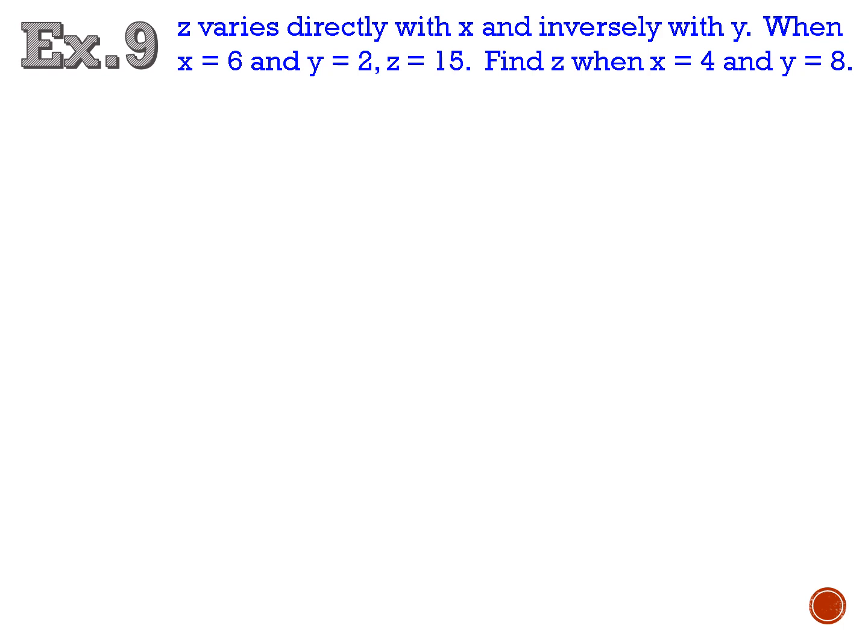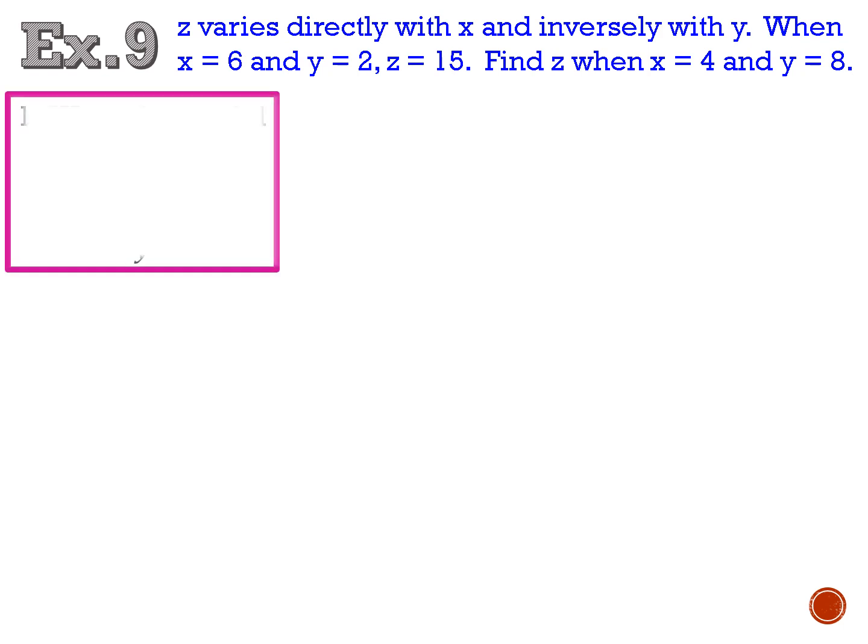So first step, again, always, write that equation. So z varies directly with x, x is going in the numerator, and inversely, that's denominator, y. So write that model equation. z equals directly is x, x is in the numerator, inversely with y, y is in the denominator. And again, you've got to put that k value in the numerator. Just got to put a k there, because that's your constant of variation. And we're not going to tell you what it is, we're going to require you to find it.